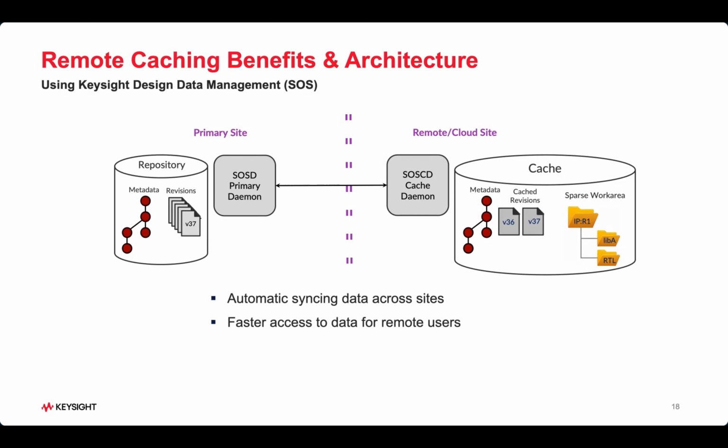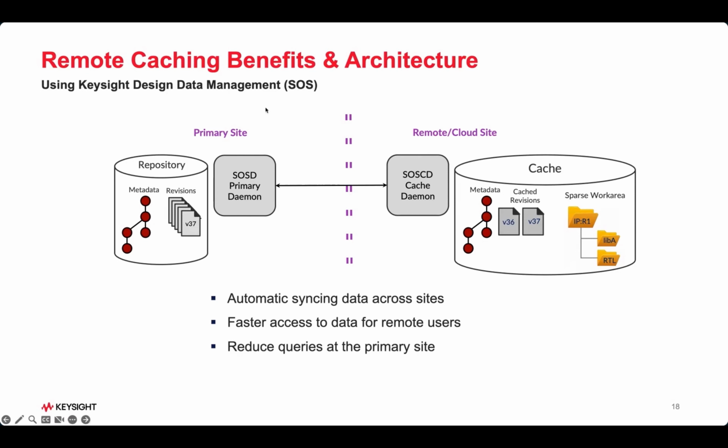Now, once the data is there at the remote site, the benefit for the user is that the users that are working at the remote site have faster access to that data. When they do their updates, it's almost as instant as working at the primary site because all of that data is readily available. It also reduces the traffic that keeps going back to the primary location.